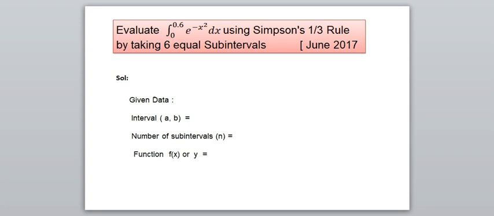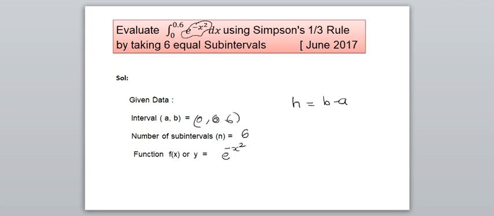So the a value is going to be 0 and the b value is going to be 0.6. Next, the number of subintervals: in the question they mention 6 subintervals, so the n value is 6. Now the function f of x or y in this problem is given as e power minus x square. So let me write the function y, which is e power minus x square.